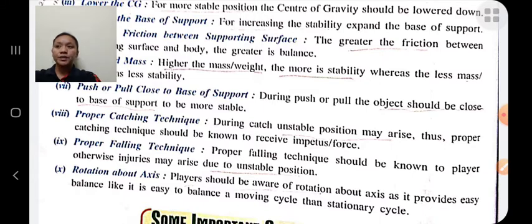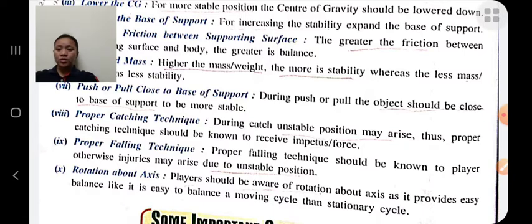Static equilibrium means balancing your body at rest. For example, standing on one leg. Dynamic equilibrium means balancing your body while in motion. For example, in gymnastics, balancing your body while in motion.